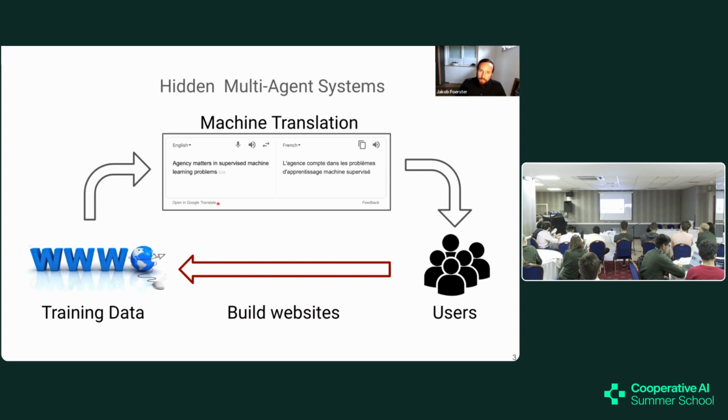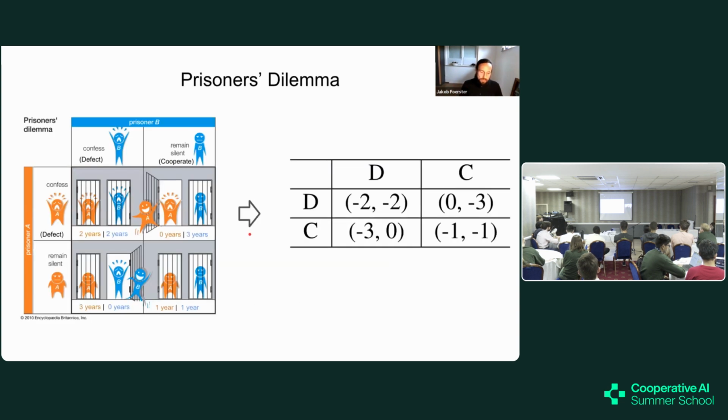In the rest of this talk, I will ignore these types of more hidden multi-agent interactions and instead focus on a very canonical class of multi-agent problems. And those are usually illustrated by the prisoner's dilemma. These are general sum problems. Can I have a quick show of hands? Who knows the prisoner's dilemma?